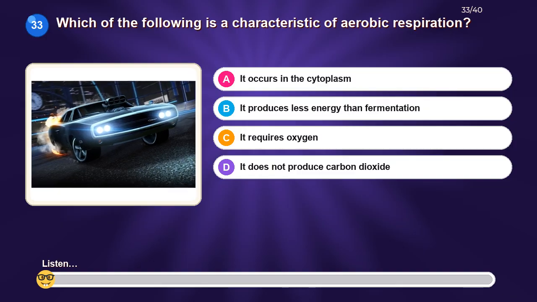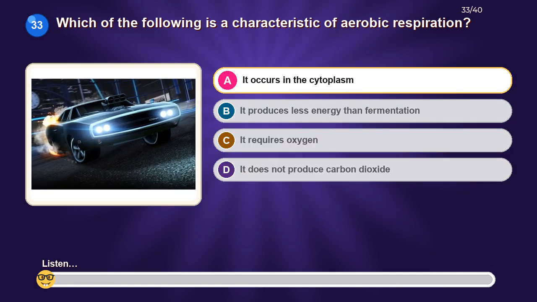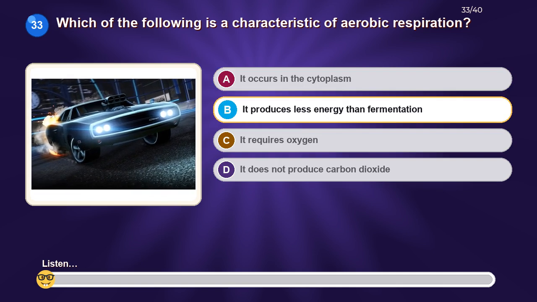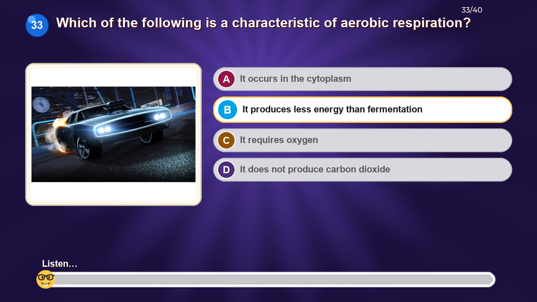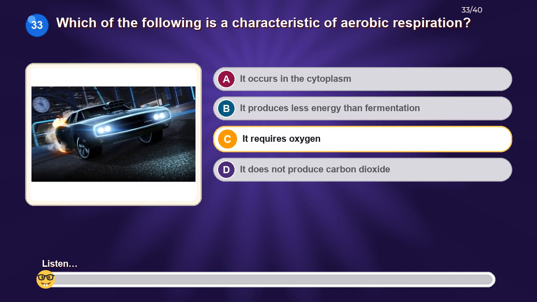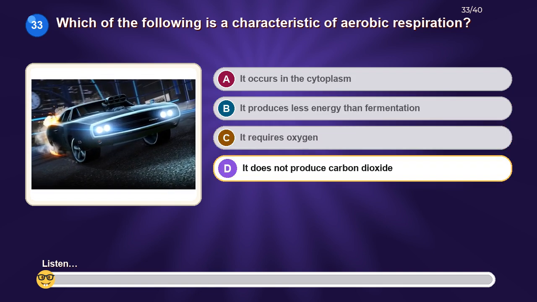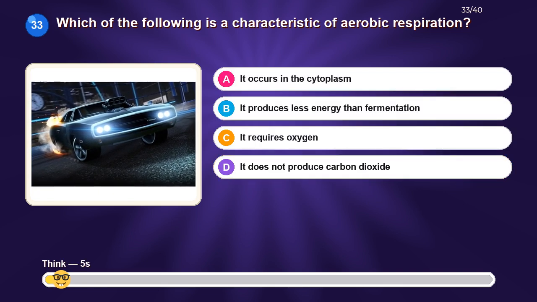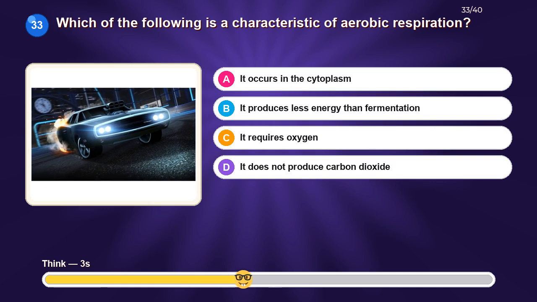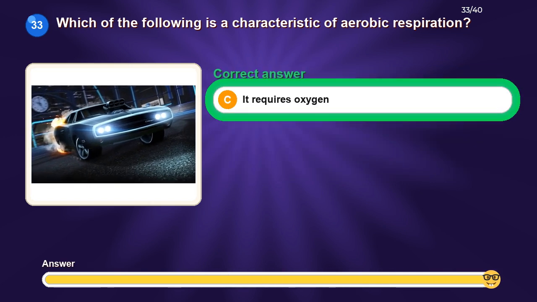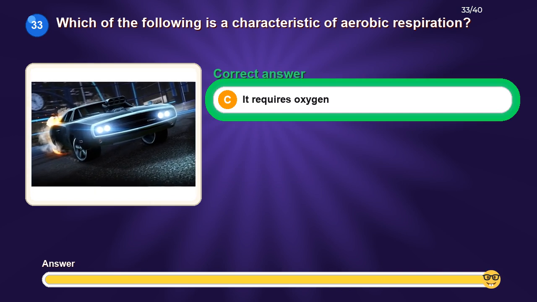Which of the following is a characteristic of aerobic respiration? Option A, it occurs in the cytoplasm. Option B, it produces less energy than fermentation. Option C, it requires oxygen. Option D, it does not produce carbon dioxide. The correct answer is, it requires oxygen.